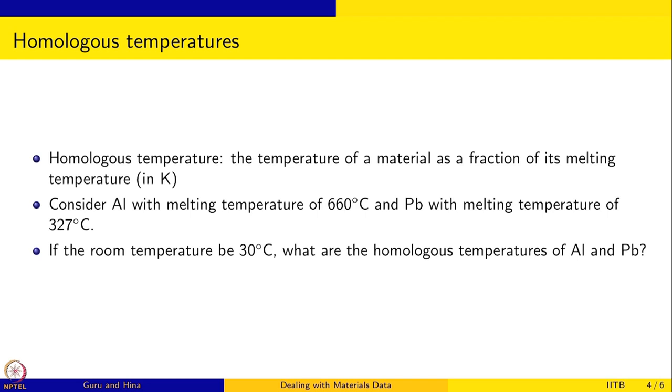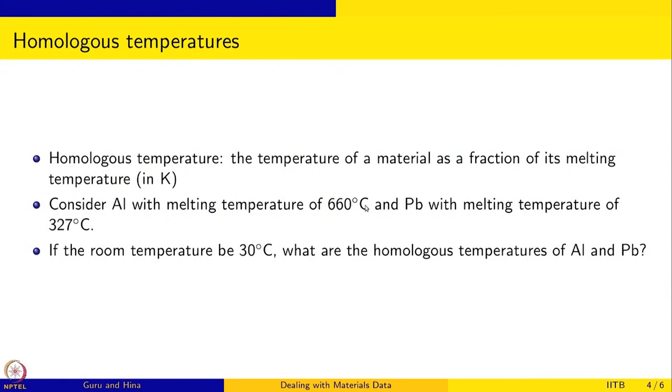Otherwise it becomes difficult to interpret results. For example, if you take ice, if you are at minus 1 degree Celsius, you might think that it's very cold. But for ice, it is a very high temperature, right? Low temperature for ice might be minus 20 or minus 40 or something like that. So, we want to get rid of this dependence on where the melting temperature is. In the Kelvin scale everything is positive, and we are going to say the given temperature divided by the melting temperature of the material. Then you can compare different materials.